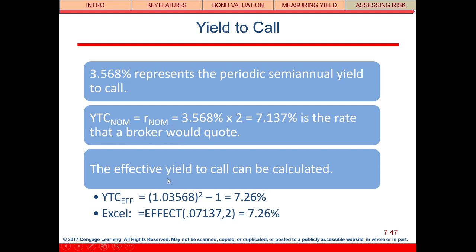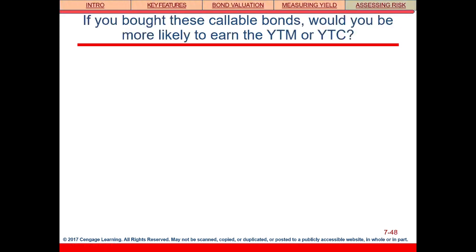So the effective yield to call can be calculated using the periodic rate. So that's 1 plus the periodic rate squared minus 1, so 7.26%. Yeah, so that's the effective yield to call, and this is the nominal yield to call. That's the difference here. And then the next question is, if you bought these callable bonds, would you be more likely to earn the yield to maturity or yield to call? Remember, we had similar questions before, right?